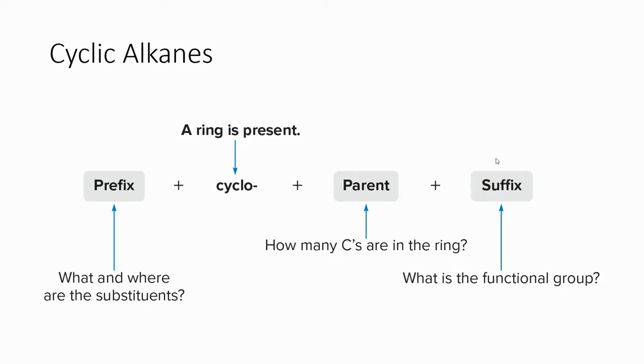But now our carbons are in a ring. So we still have a prefix. This tells us where the substituents are. If there's more than two, we'll use numbers. And then we add this between our prefixes and our parent compound. We're going to use cyclo. That tells us that our carbons are in a ring. Okay.